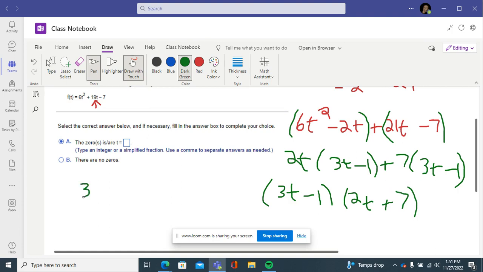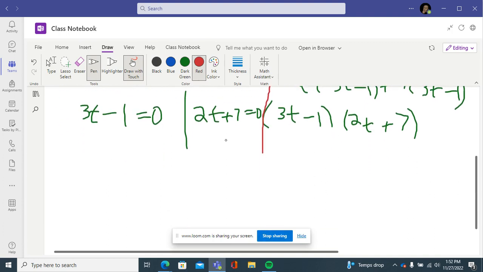So now you got to go 3t minus 1 equals 0. And the other side, you got to go 2t plus 7 equals 0. Let's draw a little line between, just so it looks like that. Kind of a big mess here. Now you got to solve both of those and you're done.